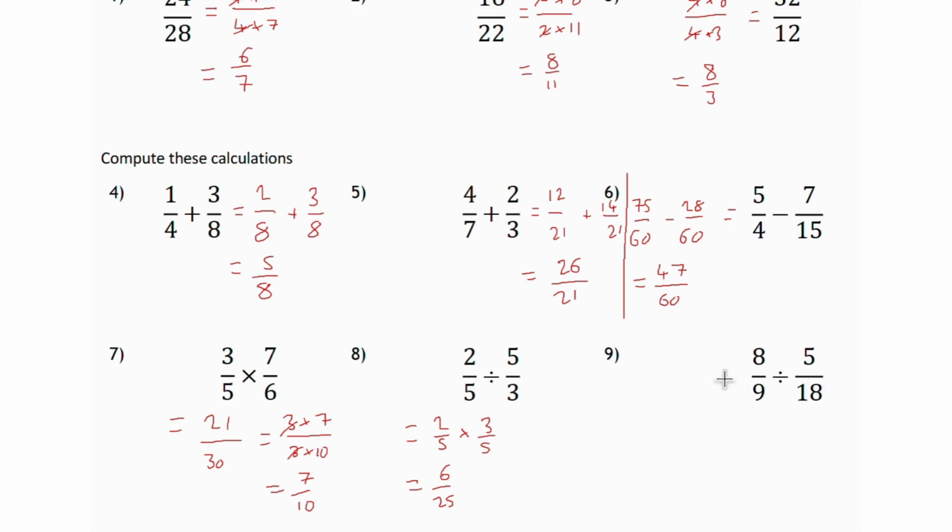In order to do this division, I'm going to do it in a slightly different way. We can also do a division by finding a common denominator. The common denominator here would be 18. I multiplied the denominator by 2. I multiplied the numerator by 2.